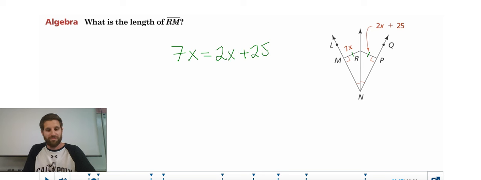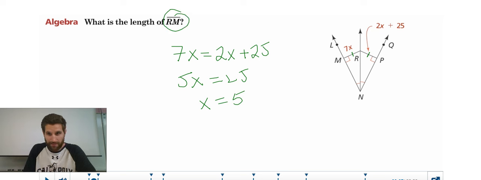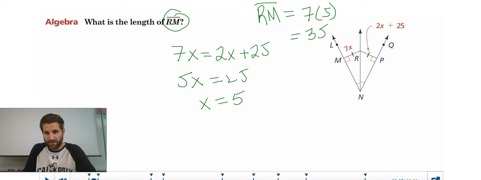Okay, same thing that's going to happen I did on the last one. I'm going to actually subtract the 2x over here in one quick step. And that's really ugly too. Divide by 5, and we're going to get x equals 5. Again, I want to find the length of RM, so we're going to go ahead and look at RM as 7x. So RM is equal to 7 times 5. And when we do 7 times 5, we get 35 as our segment RM.